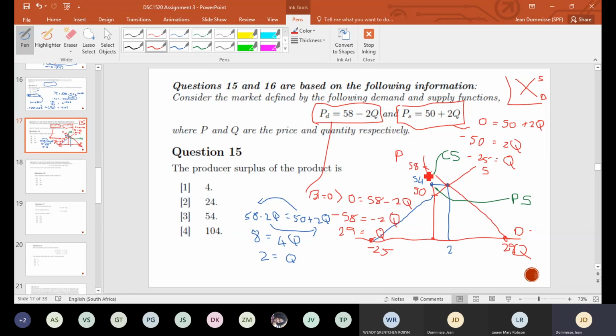Also, if you look at those numbers, 58 to 54 is 4. 54 to 50 is also 4. So you will probably get the same answer for both, because that is in the middle.